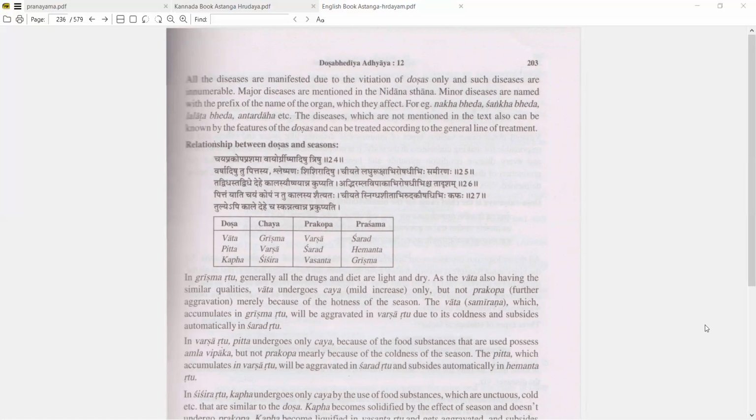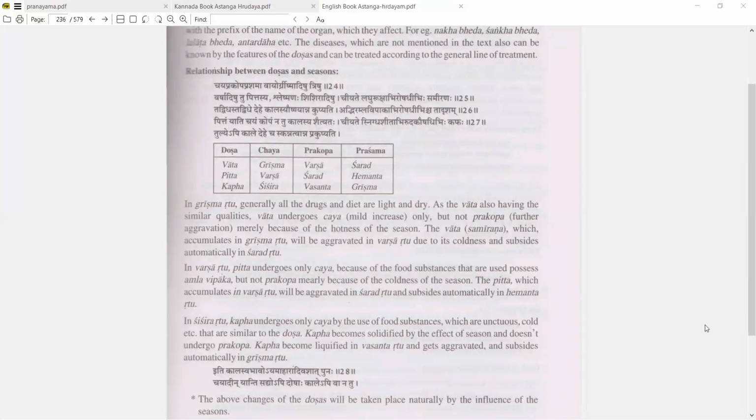Relationship between doshas and seasons. Dosha vata: chaya in Grishma, prakopa in Varsha, prasama in Sharad. Dosha pitta: chaya in Varsha, prakopa in Sharad, prasama in Hemanta. Dosha kapha: chaya in Shishira, prakopa in Vasanta, prasama in Grishma.